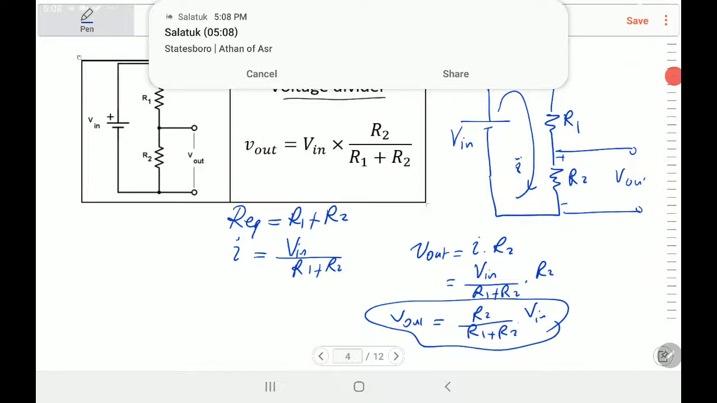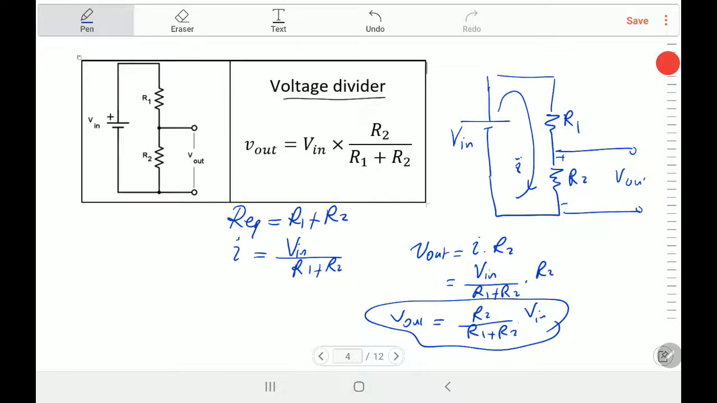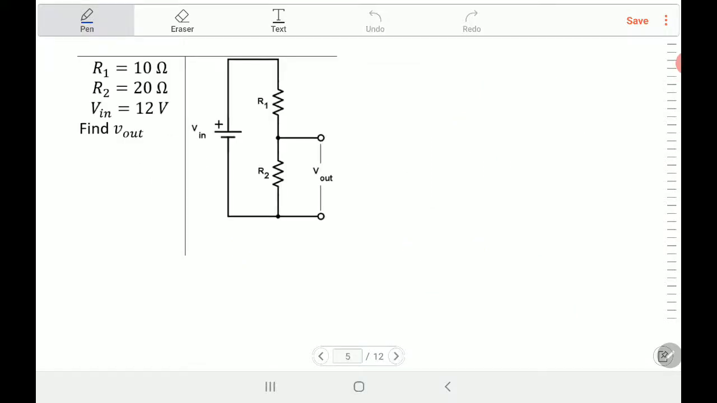So simply, if you want to find the voltage across any resistance, you put this resistance on the top and R1 and R2 on the bottom, and multiply by V input. That's the voltage divider. Let's take one numerical example.